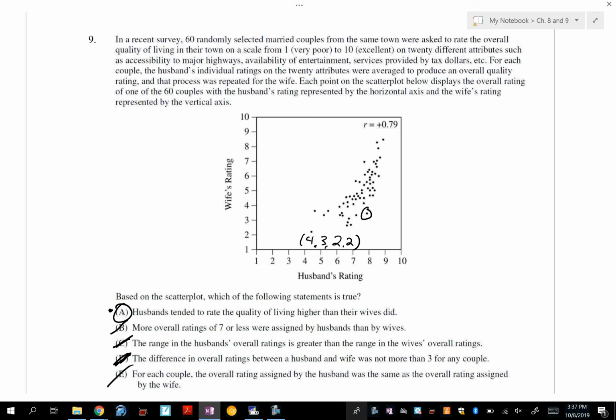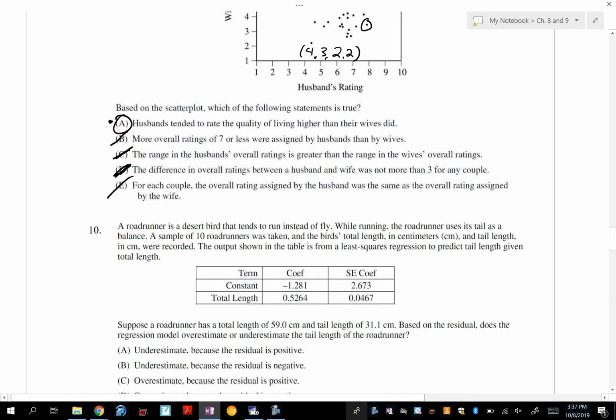Y'all seem to get all the hard ones, right? Well, they all count the same, right? Good. Do you guys see why C is wrong? Yes, sir. All right, last one.